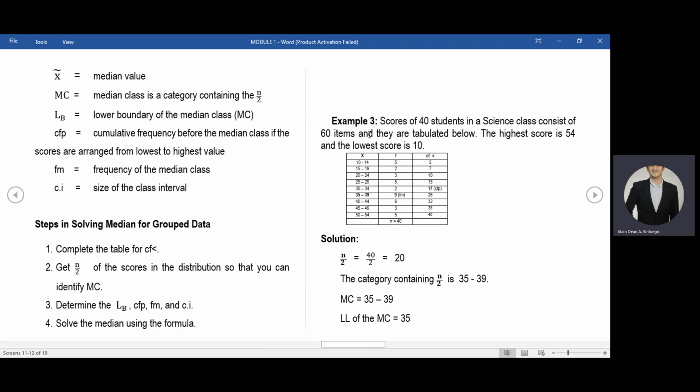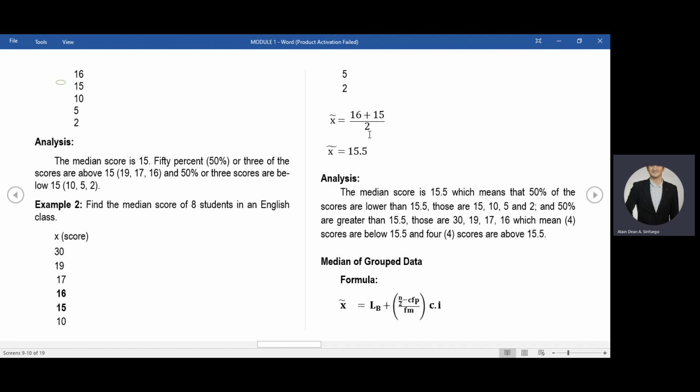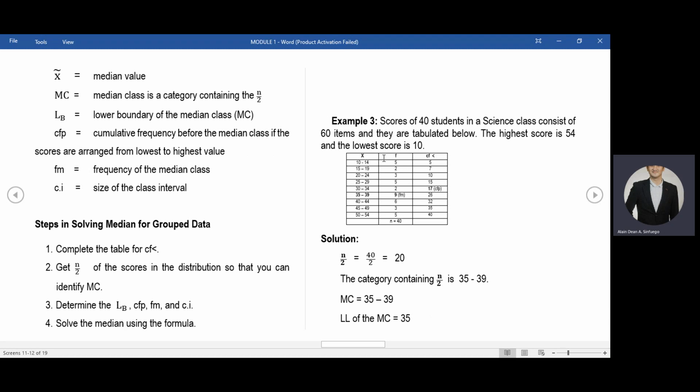Steps in solving: complete the table for the cumulative frequency less than. Get n over 2 of the scores in the distribution so that you can identify the median class. Determine the lower class boundary, the cumulative frequency of the previous group, the frequency of the median class, and the class interval, and use the formula. Going back to the formula: lower boundary plus n over 2 minus CFP, all over the frequency of the median class, times the class interval. You have an example here, 40 students taking a test of 60 items.